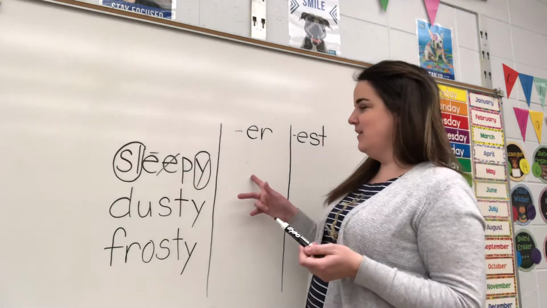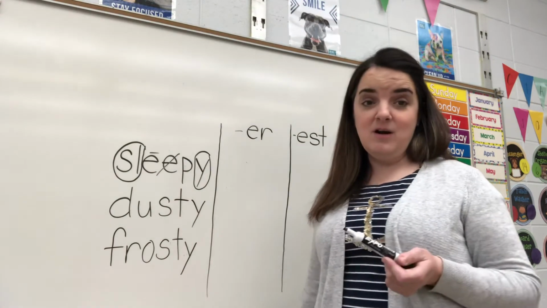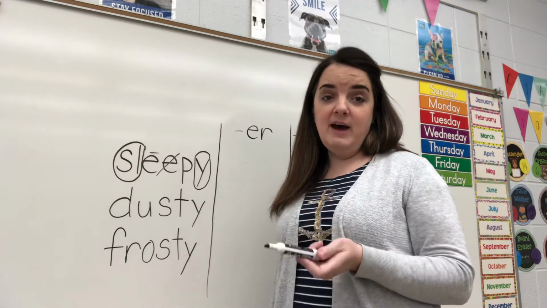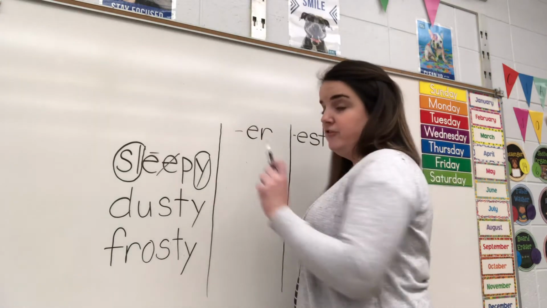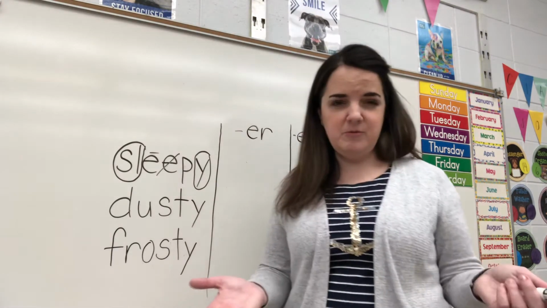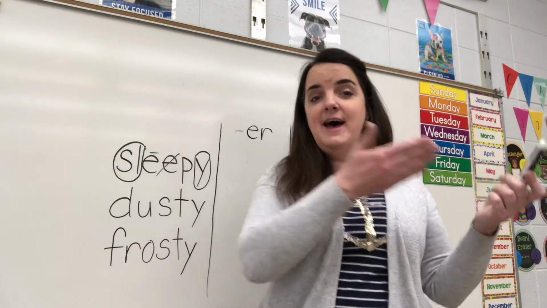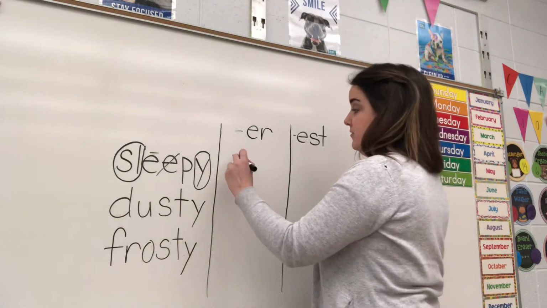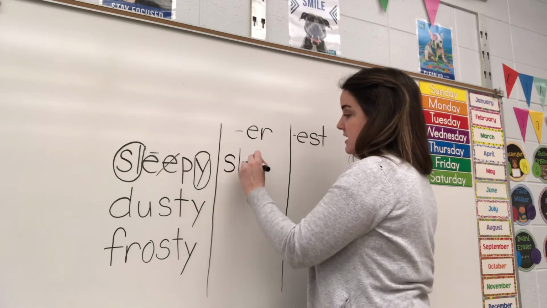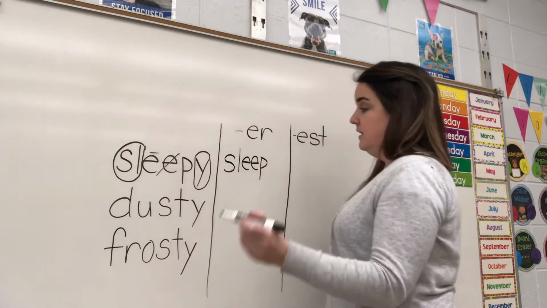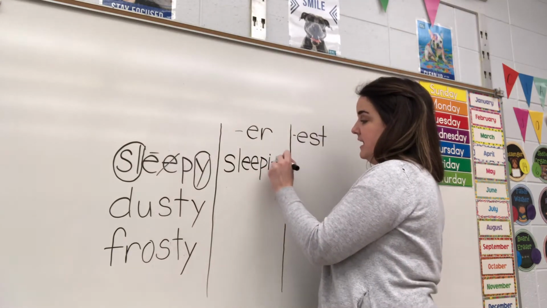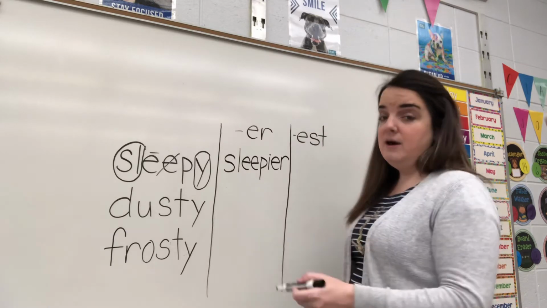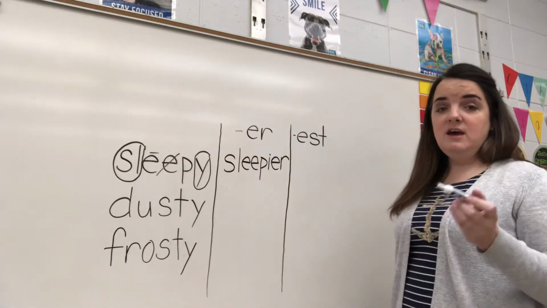All right, so we're going to go across here to add the suffix er. Now, it's very important to remember that when a word ends with y and we want to add a different suffix to it, we need to change the y to, who can tell me? We've reviewed this before. Change the y to an I. That's correct. Change the y to an I, and then we're going to add the suffix. So I'm going to write my word sleep, and then I'm going to change the y to an I and then add my suffix er to make the word sleepier, sleepier.